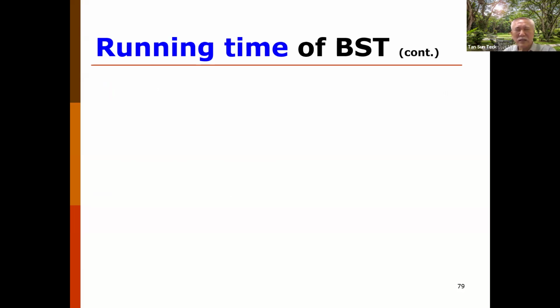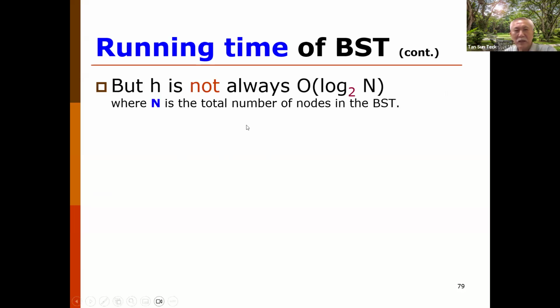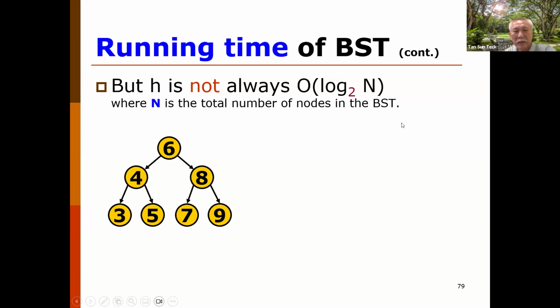Now whether these are efficient, whether it's better than the linear list, we will check. But h is not always log n, okay? Because as I say, if you have a skewed linked list, then it's not log n anymore. It's equal to n. In this case, when it is balanced, it's good. The highest level is equal to 2, so you can go down 2 steps in order to find the value that you want.